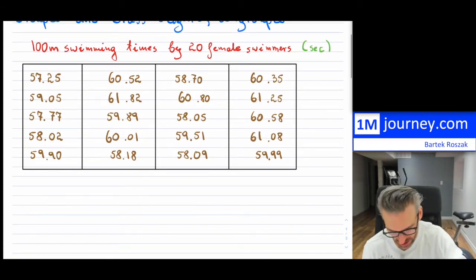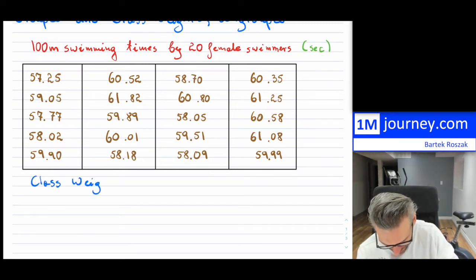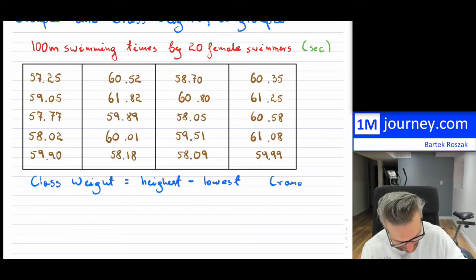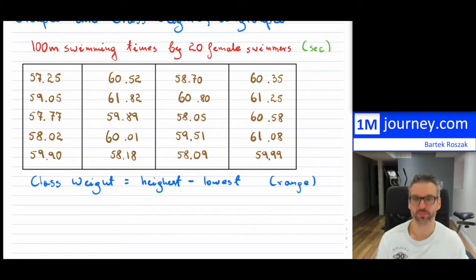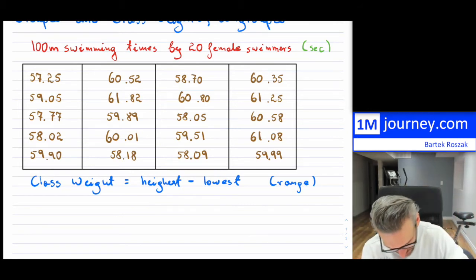So let me first show you how a class weight is created from data points, and then I'm going to slowly explain all the other concepts. A class weight is basically given as a formula where you take your highest data point minus your lowest data point, and that is called the range. So the range of your data points, from your lowest to your highest.